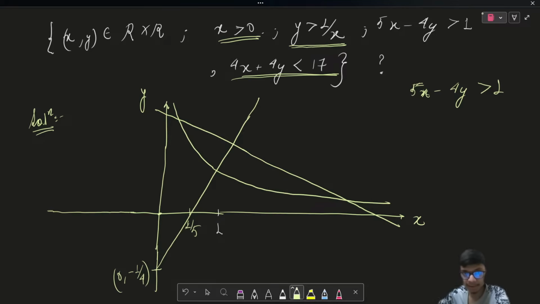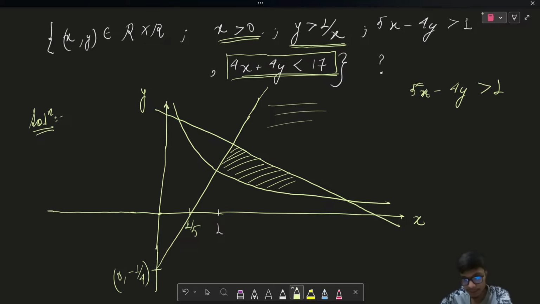Ultimately, this last inequality is talking about the inside region, and similarly, this particular curve is talking about the region which is like this over here. So the intersection of all these three will give me the ultimate region, which is this particular region. So I have to find the area of this region.